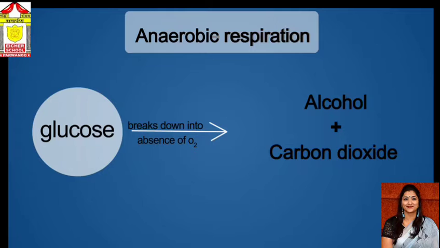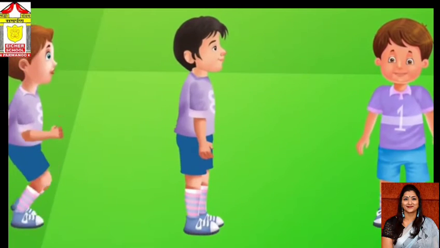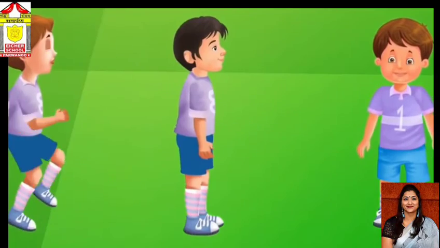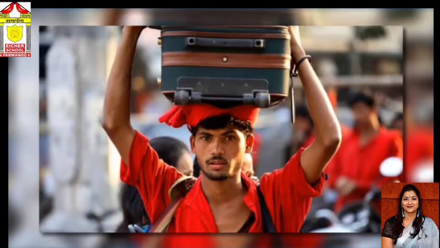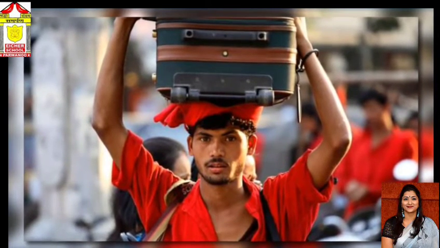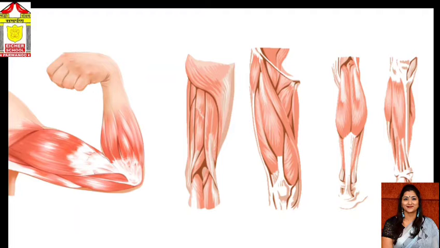Children, even our muscle cells can respire anaerobically, but only for a short time when there is temporary deficiency of oxygen. During heavy exercise, fast running, cycling, walking for many hours, or heavy weight lifting, the demand for energy is very high. But the supply of oxygen to produce the energy is limited. In such situations, anaerobic respiration takes place in the muscle cells to fulfill the demand of energy.